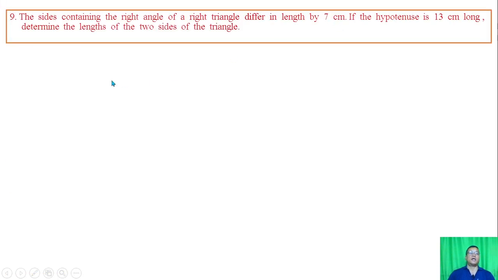Number 9. The sides containing the right angle of a right triangle differ in length by 4 cm.